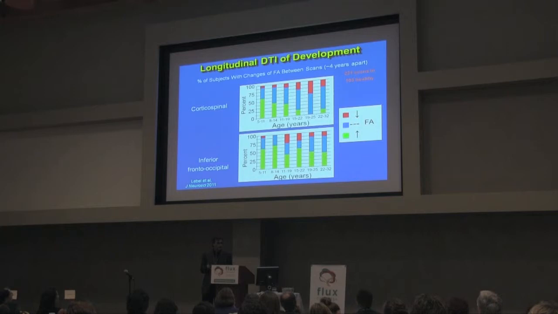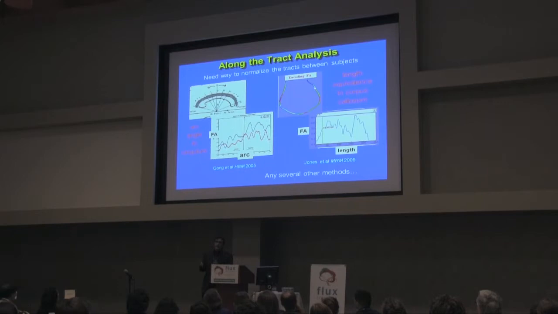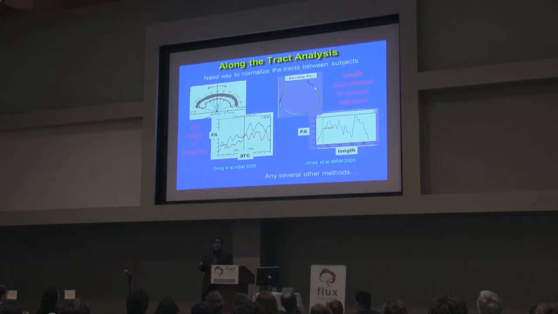What I'd like to talk to you about today in the next few minutes is work done by Dr. Zhang Chen, my postdoctoral fellow. And the first one will be along the tracks. So what we've assumed before is that the entire track would behave the same, and a lot of that was to simplify things. But we've never really had success with correlating those FA values in those whole tracks with various cognitive functions. It's just never really worked out as nicely as we would hope.